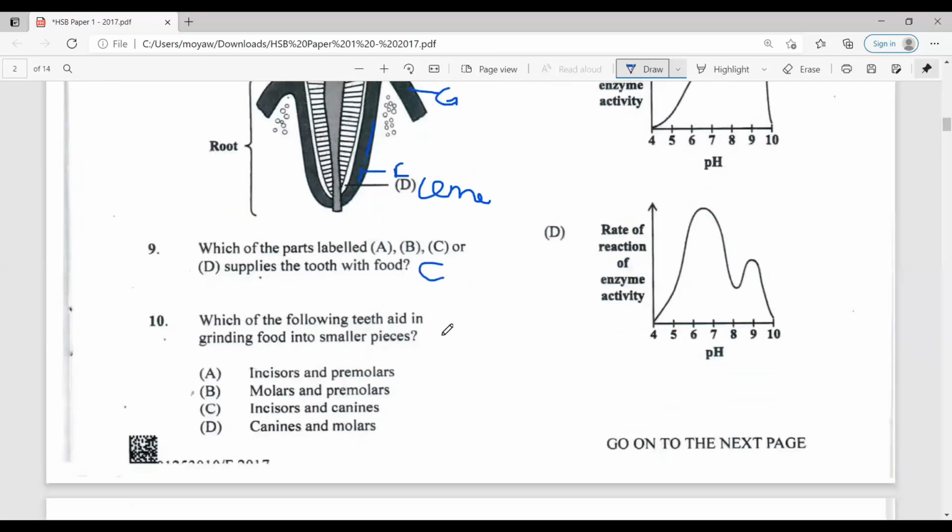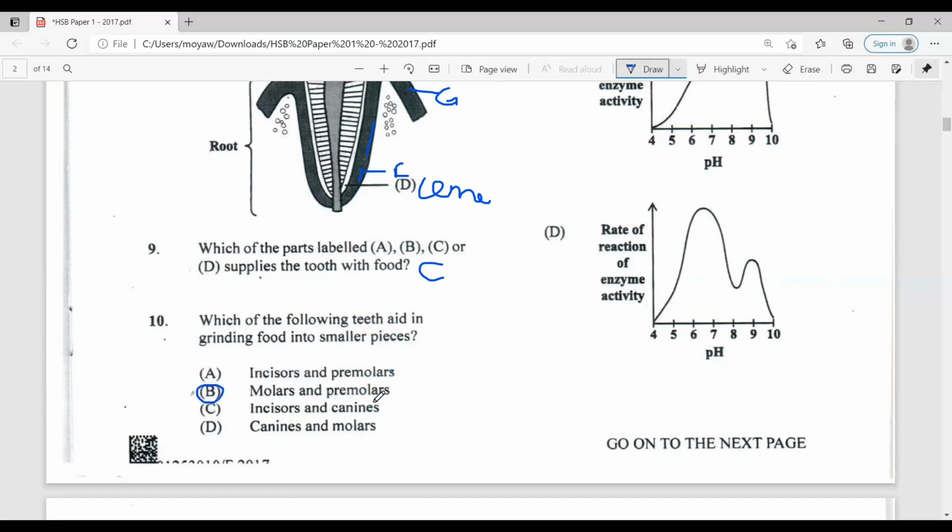So question 10. Which of the following teeth aid in grinding food into smaller pieces? So if you're thinking about grinding, grinding food has to deal with the teeth that are in the back of the mouth. And those teeth that are in the back of the mouth are the molars and the premolars. So we have A, incisors and premolars, that's out, because we only have one there. Then B, molars and premolars. We don't really have to go any further because that is the answer. These are the teeth that are in the back of the mouth.